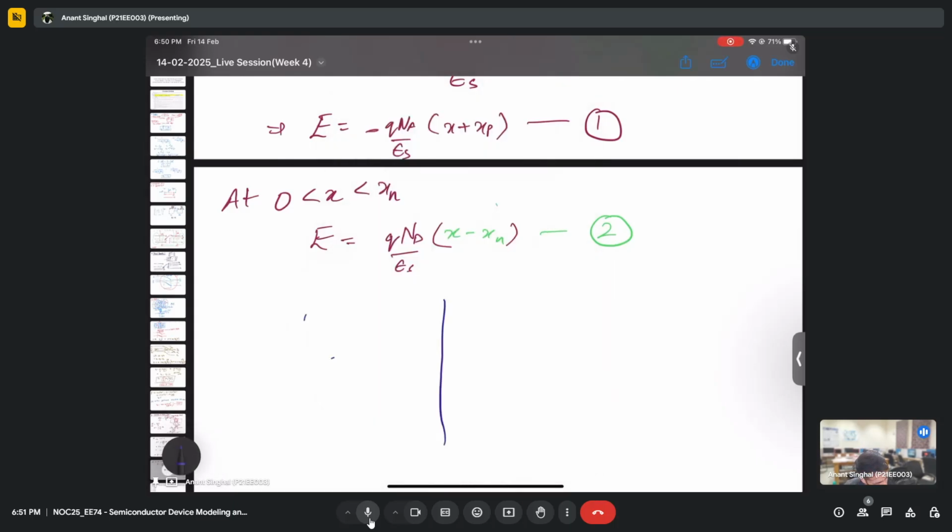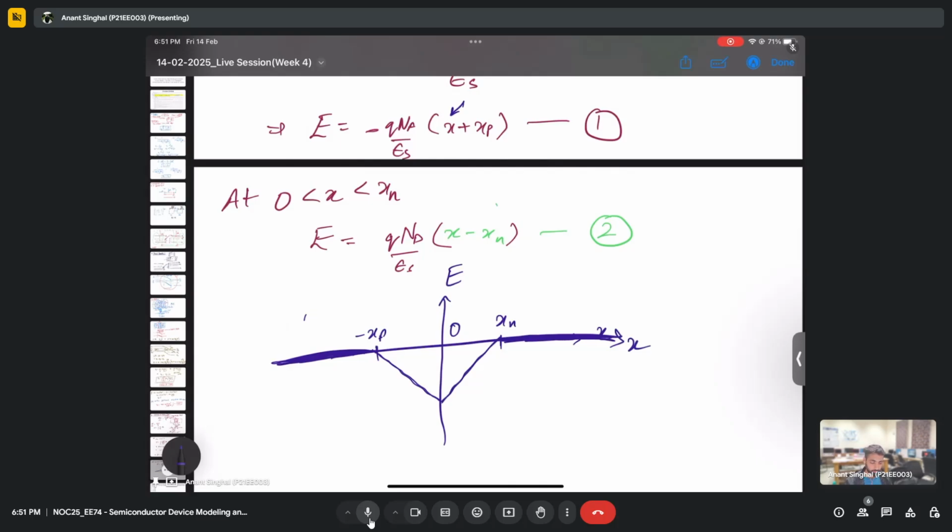So if I now try to plot it, this is the x-axis, this is xn, this is xp. What we have established is the electric field is 0 beyond minus xp, and beyond xn. This is nothing but a linear relation with x. If you plot it, it will come out to be an intercept on the minus y axis, and for this it will come out like this. So this is electric field versus position. Is there any doubt how I have made this plot? If yes, please let me know.